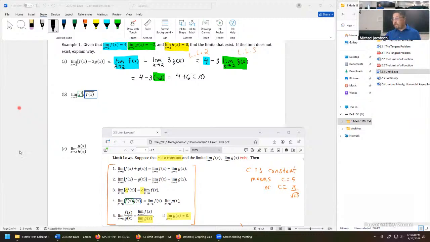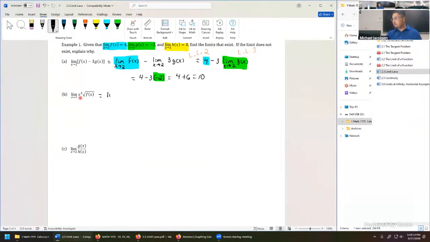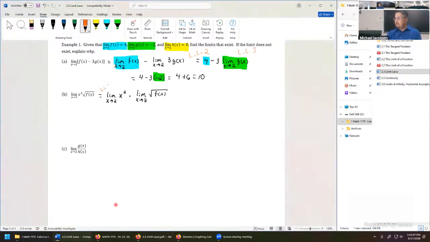So here's what it looks like in practice when we write it out. This becomes the limit as x tends towards 2 of x squared times the limit as x tends towards 2 of the composition square root f of x. This is by limit law, I already forgot, let me double check, limit law number 4, LL4.